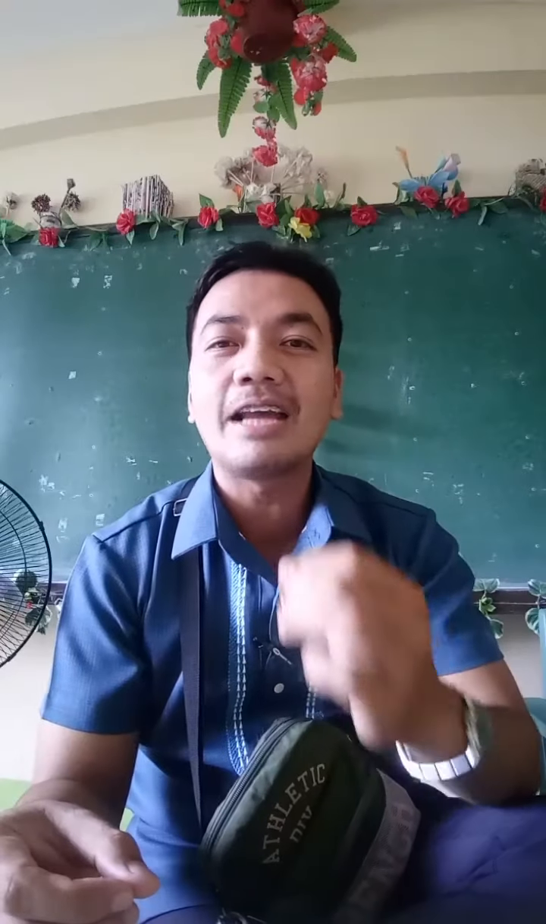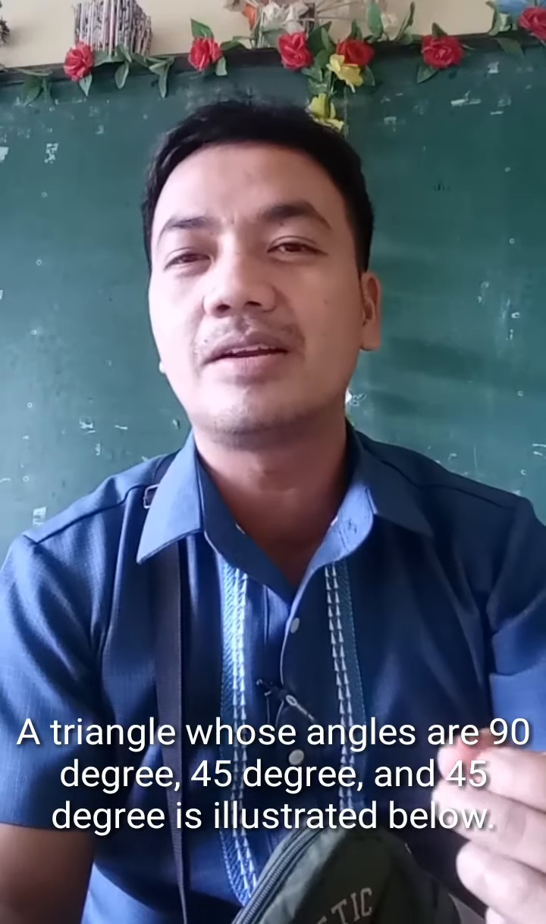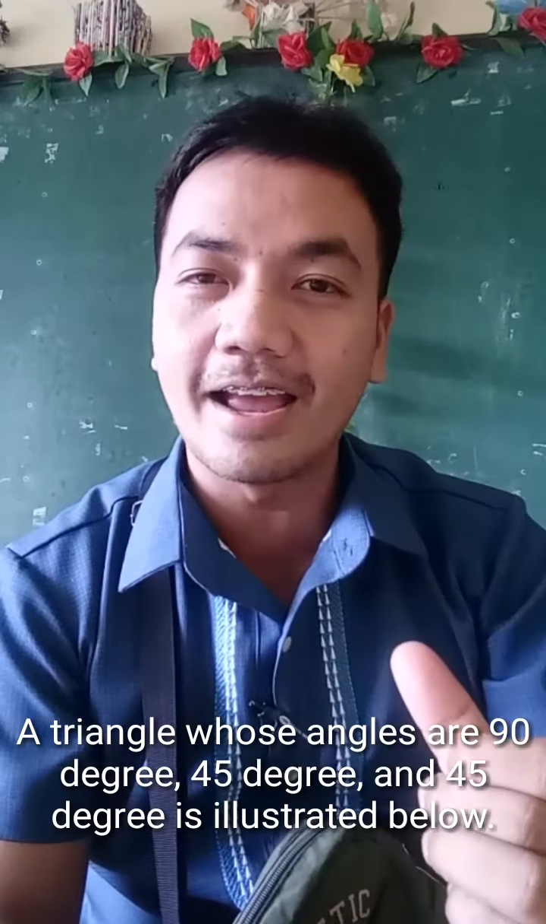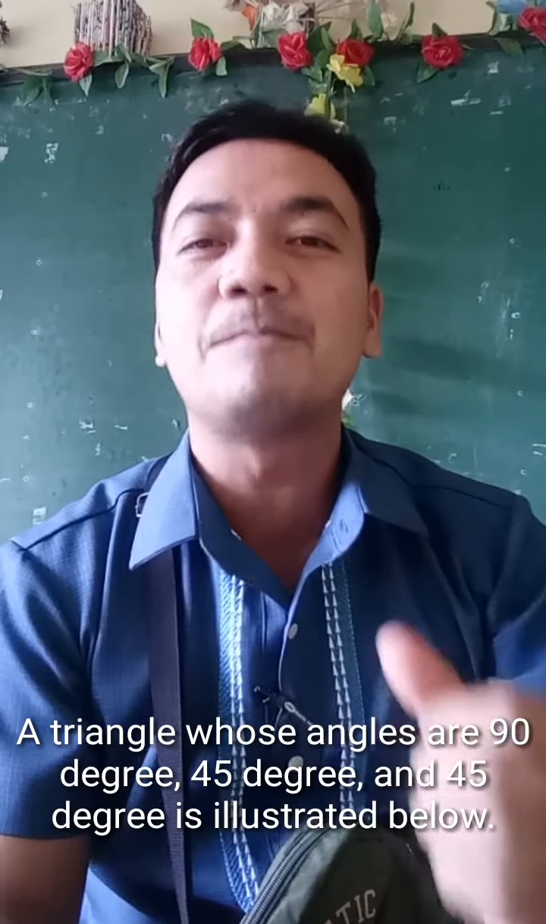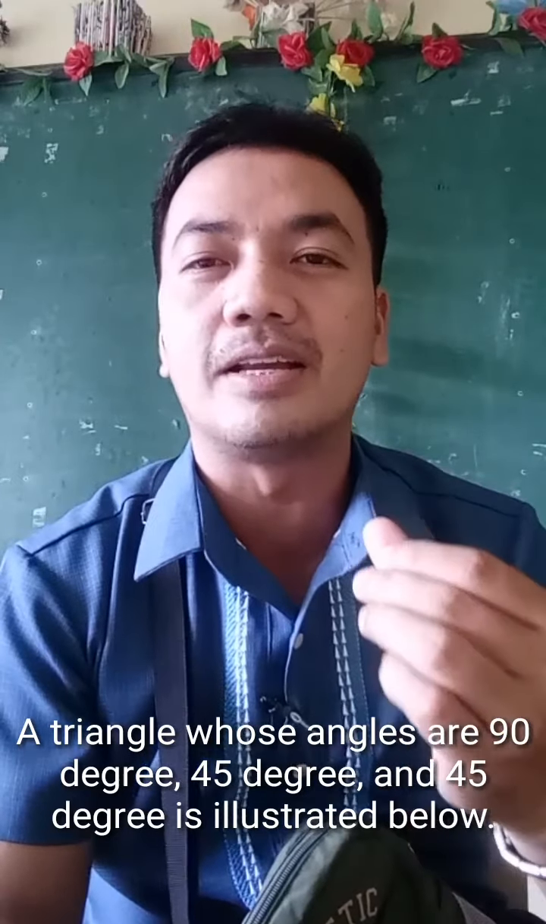Another example, I usually encounter this in mathematics. A triangle whose angles are 90 degrees, 45 degrees, and 45 degrees. That's whose, spelled W-H-O-S-E.